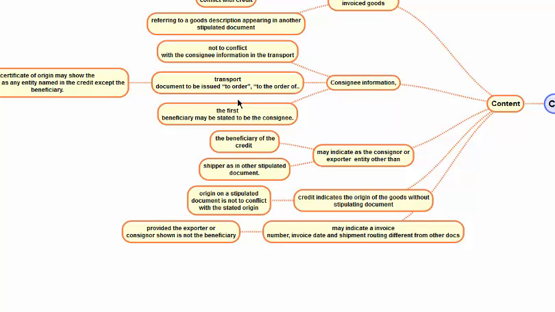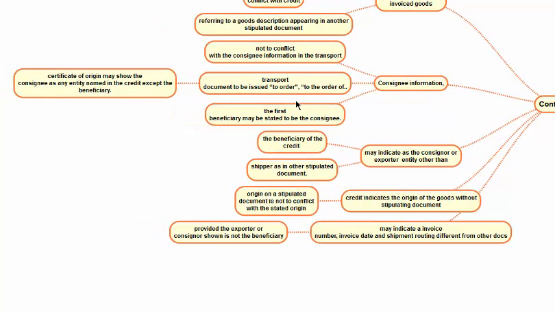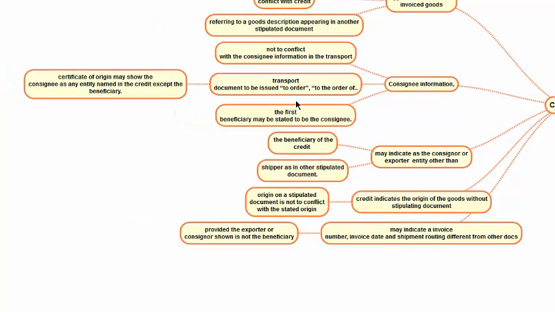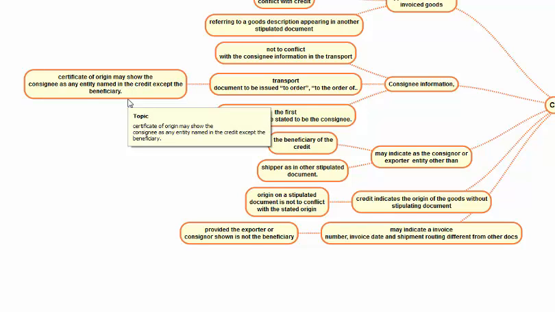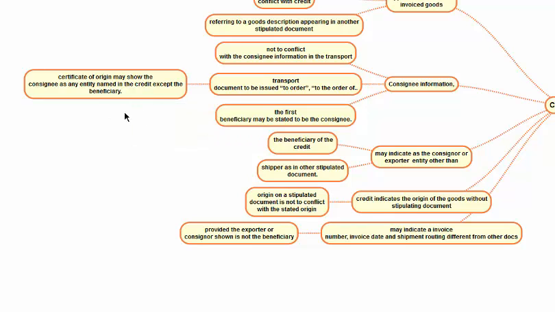If the transport document is issued to order or to order of, which means it is negotiable and the party may keep on changing, in such a situation, the certificate of origin may show consignee as any entity named in the credit except beneficiary. Beneficiary should be the consignor, not the consignee. So any party related to the credit can be the consignee in the certificate of origin if the transport document is issued to order. If it is not such a case, then the information should not be in conflict with transport document.